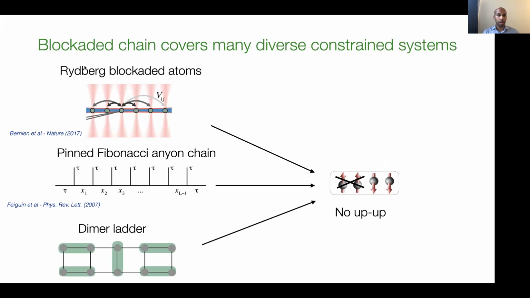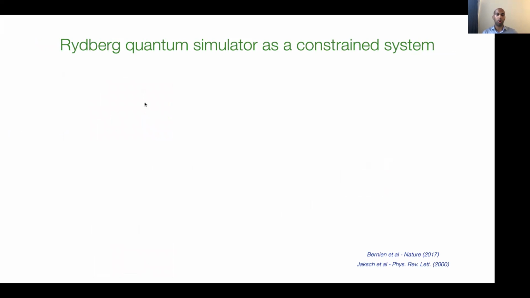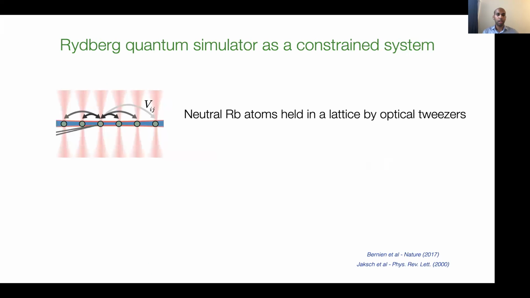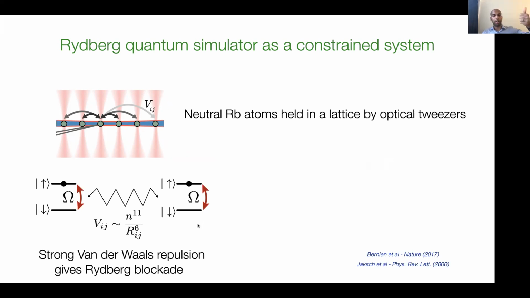And so now, to give some motivation, let's look at Rydberg atoms. So why is this a constrained system? This harks back to stuff from two decades ago, but which was really brought to a head through experiments in the last 3 years, where neutral rubidium atoms were held in a lattice by optical tweezers. And the interesting thing is, you can think of these atoms as just two-level systems, but now they have strong van der Waals repulsion between them, which means that the state where both of them are up and up is very high in energy. So for all practical purposes, that state is completely projected out of your Hilbert space.